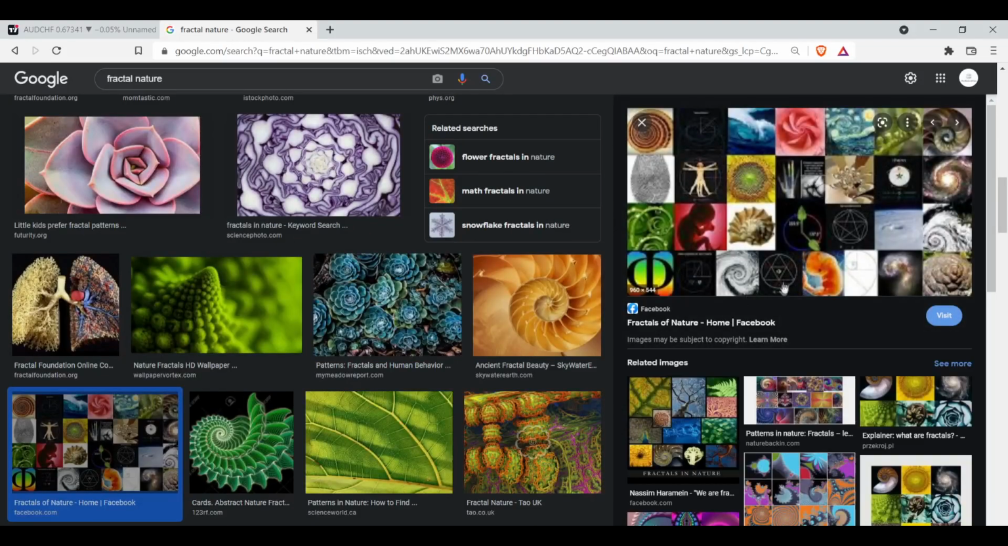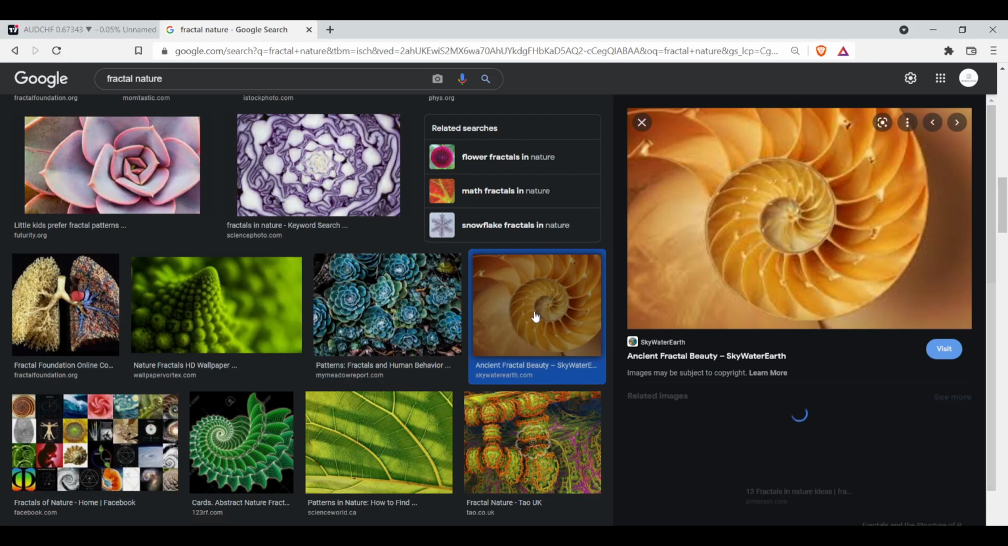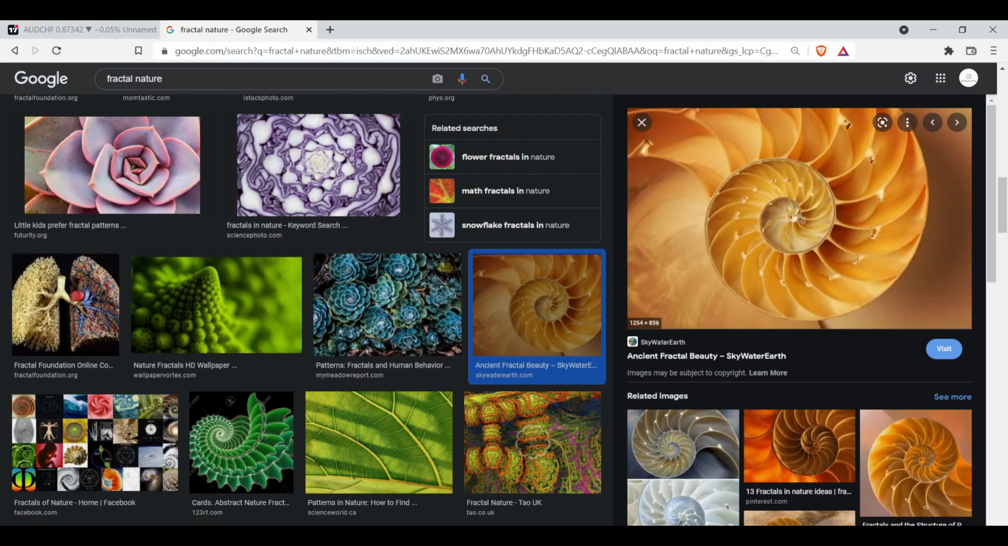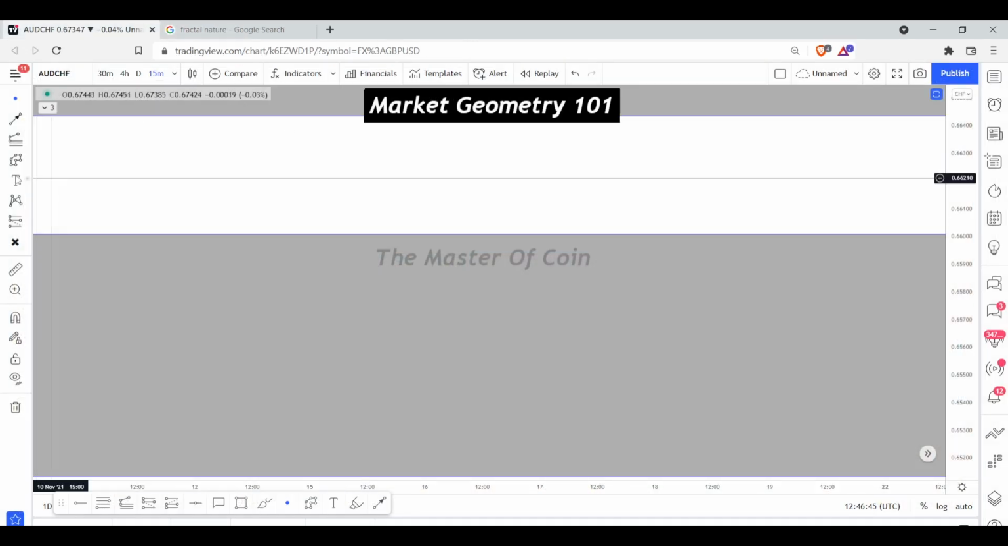For example, Fibonacci, right? Fibonacci is everywhere in the universe, the 0.618 golden ratio. But again, this video is not on Fibonacci. Now, the perfect way to relate the fractal nature and market geometry to this is to simply imagine this. This shell is the same pattern repeating itself over and over again. It's the exact same pattern on the outside as it is on the inside. And that's what the market is. So for example, when you're in an uptrend, right?